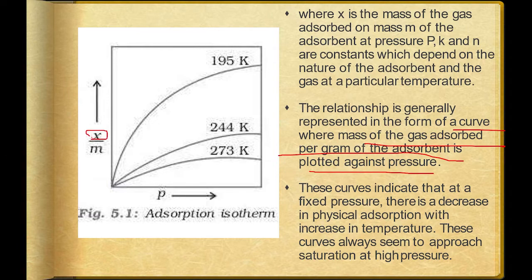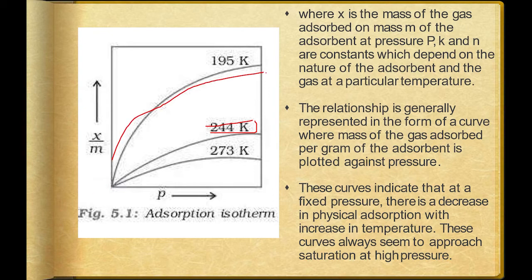Here comes the mass of the gas adsorbed per mass of adsorbent on the y-axis. This is the x-axis, this is the y-axis, if I have to remind you. Now, at this particular temperature, the graph comes like this. At this temperature, it goes a little up, and at this one, it goes more up.